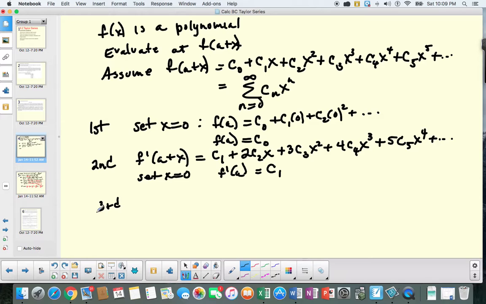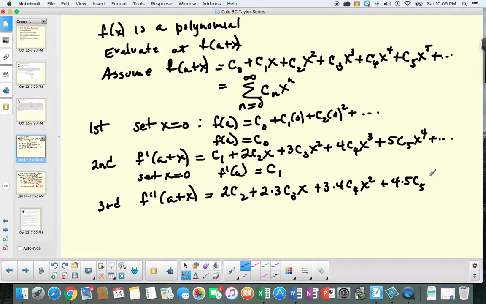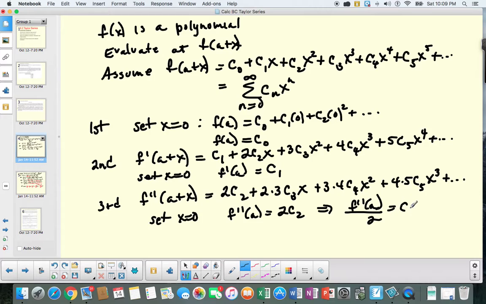My third step, I am now going to take the second derivative, which means I'm going to do term by term derivatives. This will be 2c sub 2 plus 2 times 3 c sub 3 x plus 3 times 4 c sub 4 x squared plus 4 times 5 c sub 5 x to the third. Alright, I am going to again set x equal to 0, which means that f double prime of a is equal to 2 c sub 2, which implies that the second derivative of a divided by 2 will be c sub 2. So I have found a representation for c sub 2.